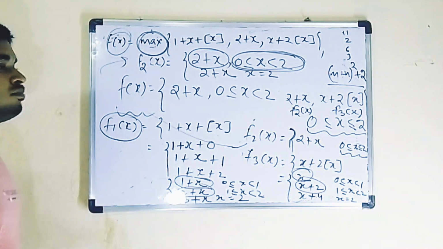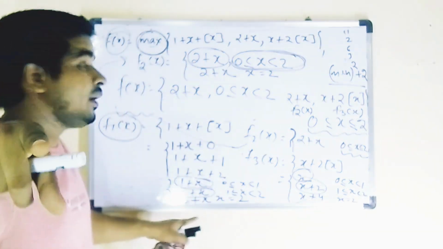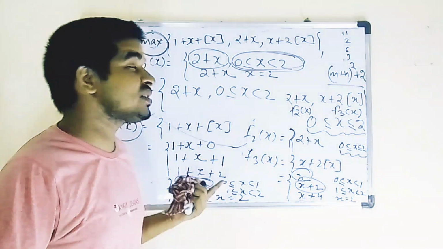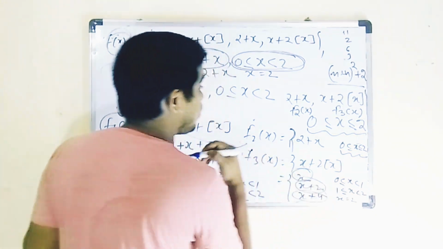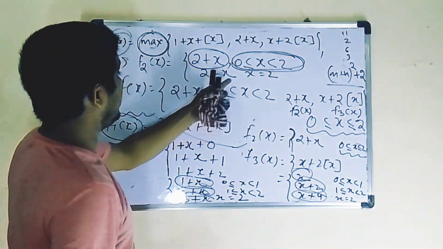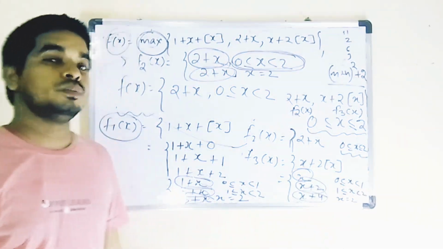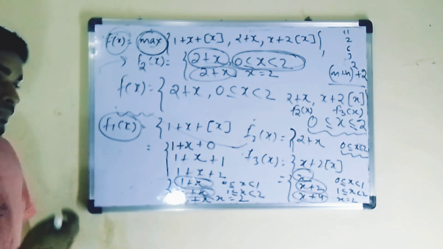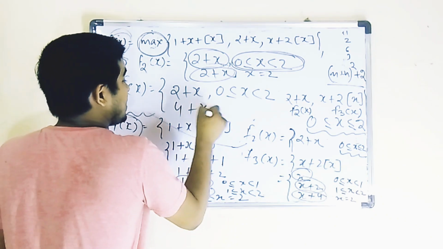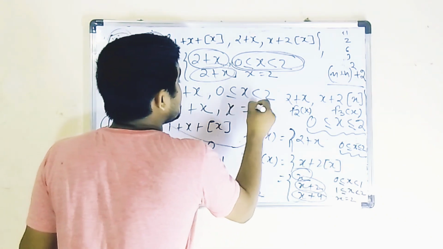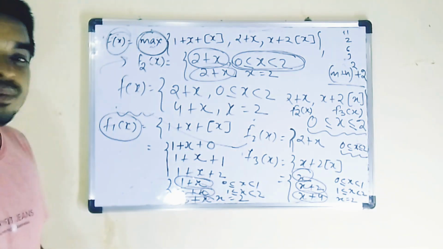Listen to me, my friend. For x equal to 2, what is the maximum value? So sir, for x equal to 2, 3 plus x is available, x plus 4 is available, and 2 plus x is already available. Out of all these, what is the maximum value? For x equal to 2, it is x plus 4. Agree? Yes sir, so for this, 4 plus x is available. Agree? Can I erase everything?